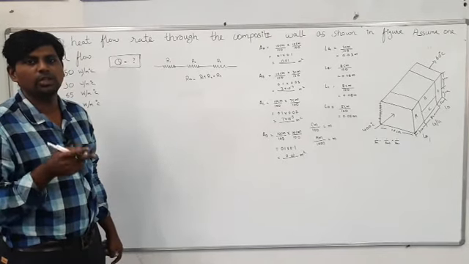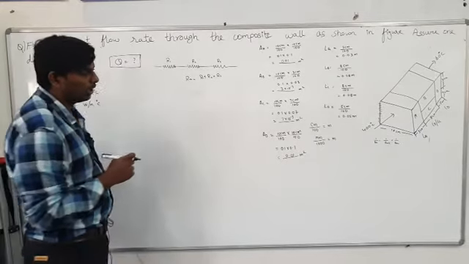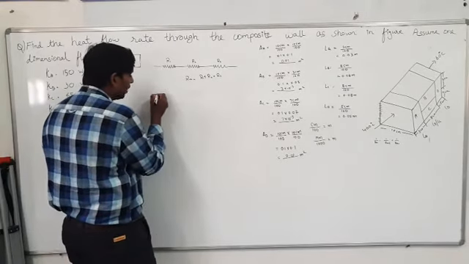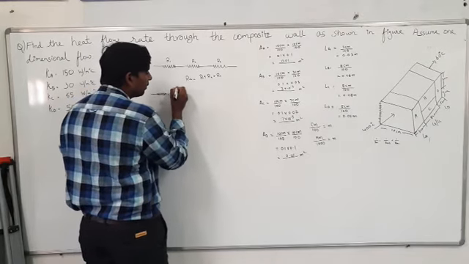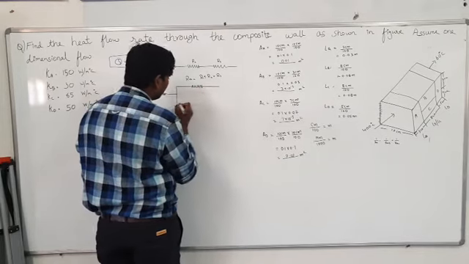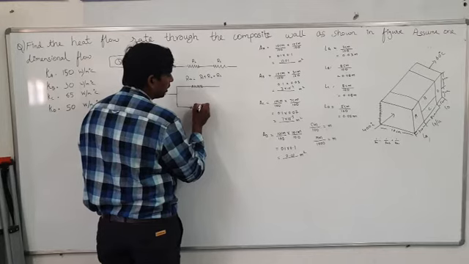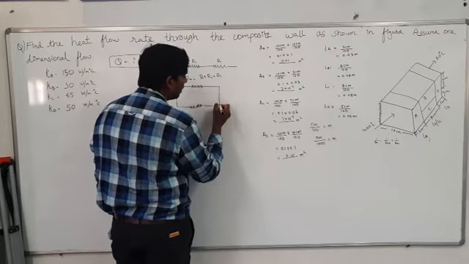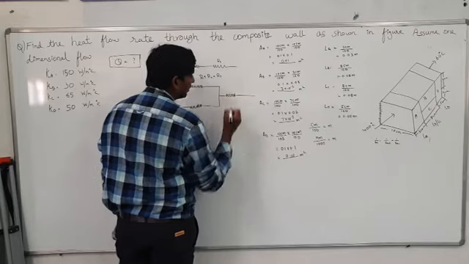Two are in series and two are in parallel. So what you have to do: this one you have to take as resistance A, this one as resistance B, this one as resistance C, and after that this one as resistance D.